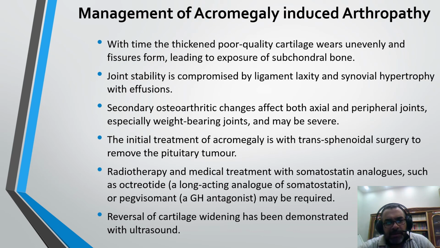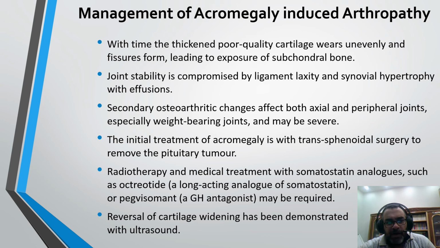With time, in the second phase, poor quality cartilage wears unevenly and fissures form, leading to exposure of subchondral bone. Joint stability is compromised by ligament laxity and synovial hypertrophy with effusion. Secondary osteoarthritic changes affect both axial and peripheral joints, especially weight-bearing joints, and may be severe.